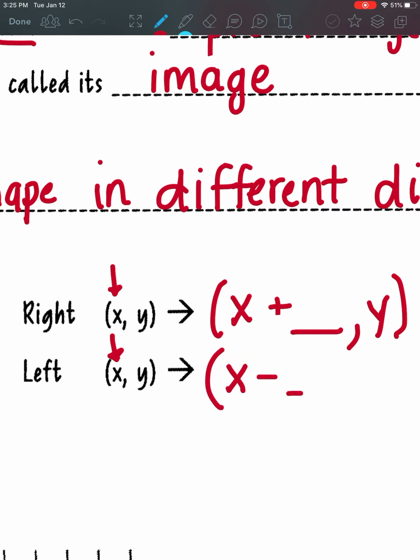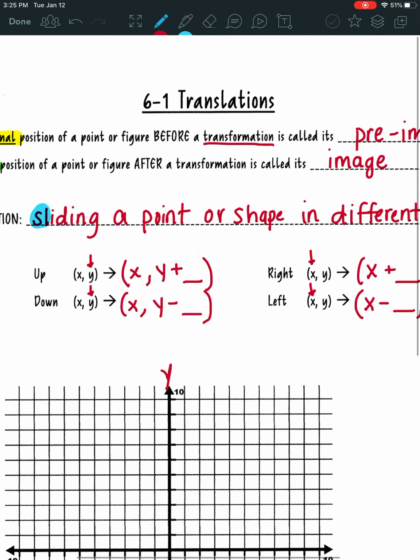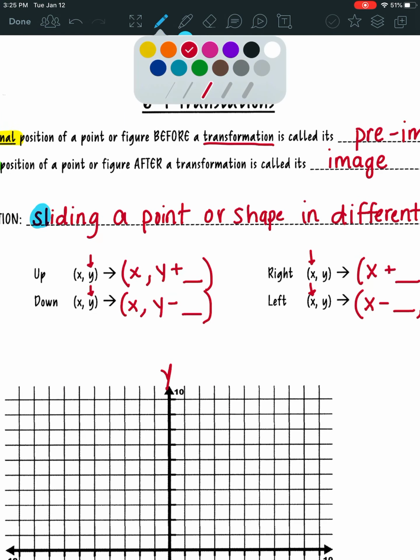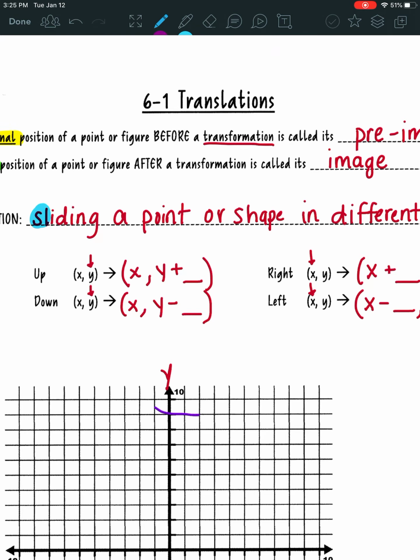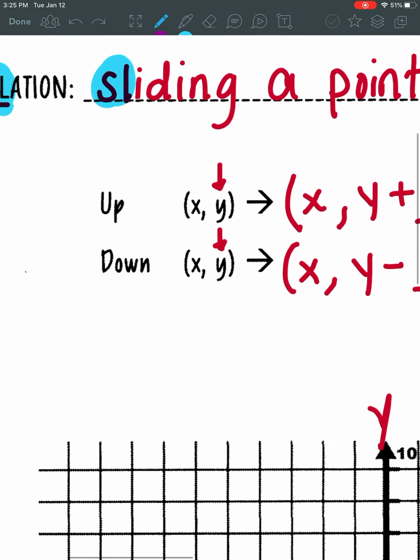Okay, then opposite for left, we would subtract, again, whatever number we are moving, or however many places we're moving it left. Again, y does not change. Now, usually, most often, guys, we are going to be moving it in both directions. So, meaning we will go up and right or up and left.